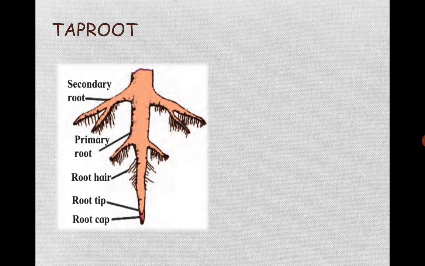Root tip is very delicate. It is the region of the growth of the plant. Therefore, it is protected by a root cap. Root cap is a cap-like structure. It prevents the root tip from injuries. These are some of the examples of plants having taproot.